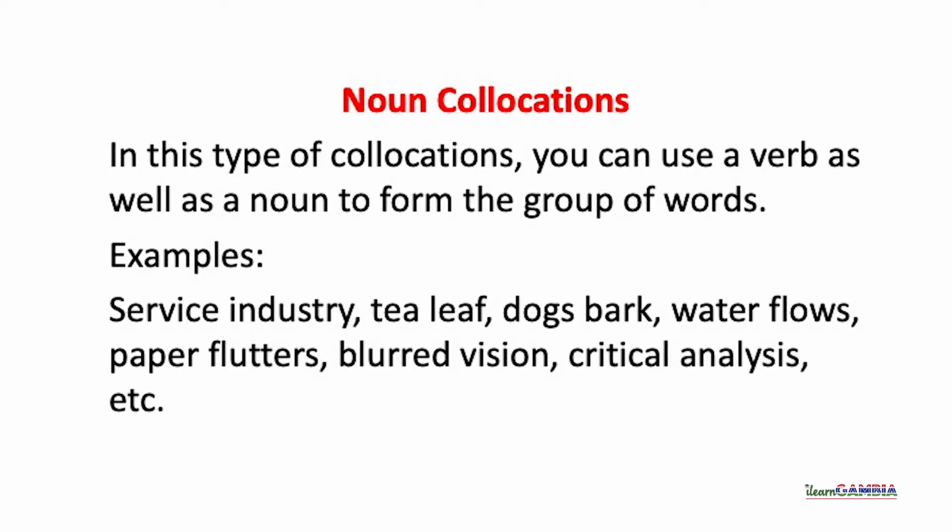In this type of collocation, you can use a verb as well as a noun to form the group of words. Example, service industry, tea leaf, goes back, water flows, paper flutters, critical analysis. We also have them. You can see some of them you have noun plus noun, others you have verbs plus noun. We move on. Good.